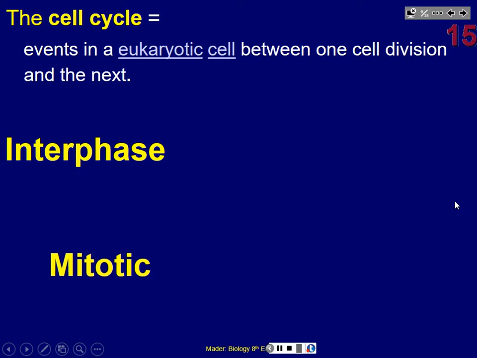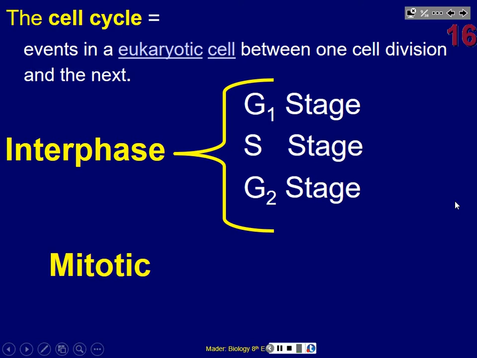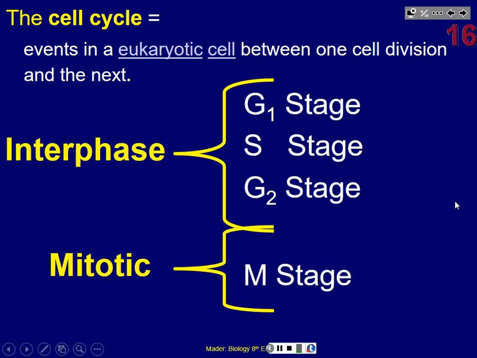What does inter mean? In between? In between, yes, very good. So interphase is going to be that period of time in between divisions. It's going to be from when it came out of division until it gets ready to divide again, okay? And then, of course, the mitotic stage is going to be the actual dividing, okay? Interphase is divided into three parts, G1, S, and G2. And we're going to talk about what happens in all of these stages. The mitotic stage, which is sometimes referred to as the M stage, is divided into two events, mitosis and cytokinesis.